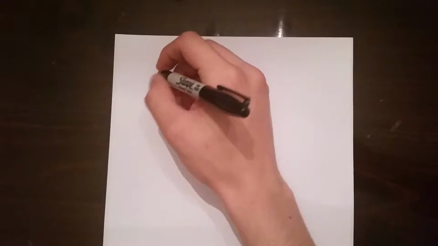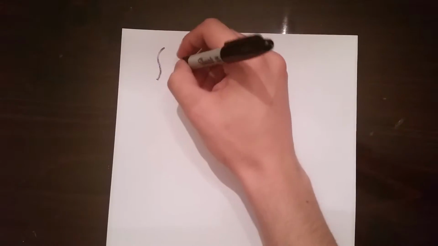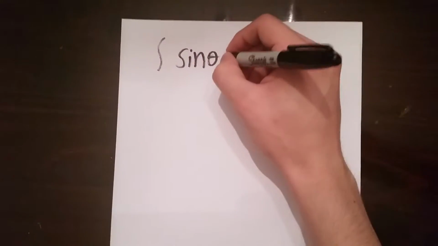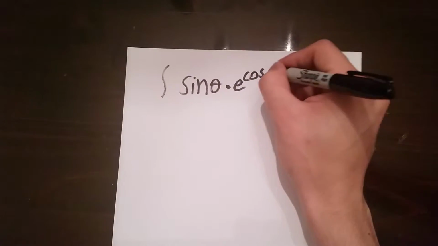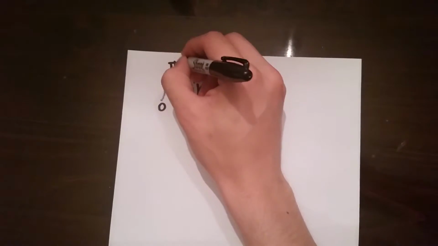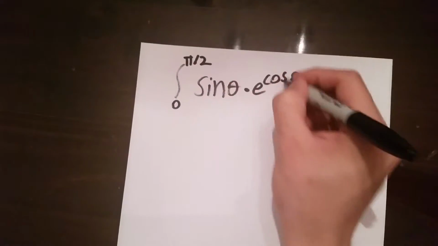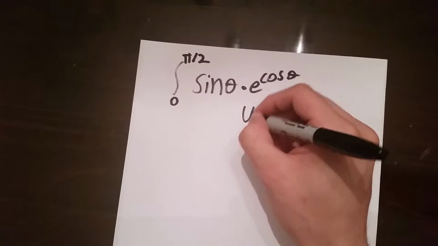Hey guys, this is Spencer Reed here, and today we'll be doing the problem of the integral of sine theta times e to the cosine theta from 0 to pi over 2. And when we first look at this problem, we have to use u substitution. So we have our u here.